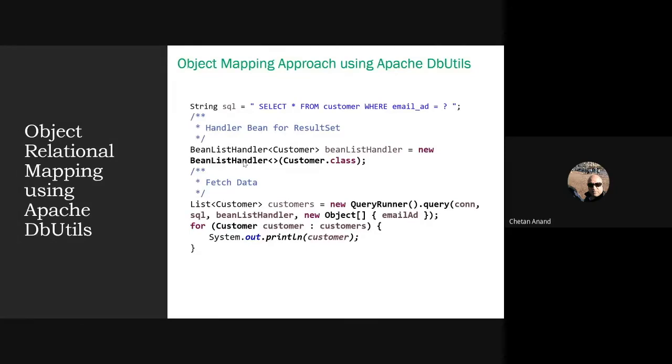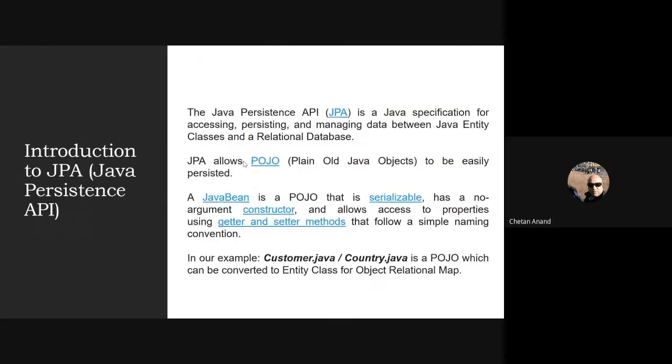Got it? So this is what is called object relational mapping, using a third-party API, which is Apache DB Utils. And these utils have been there for probably 10-15 years. Perfectly works. Okay. Next one.